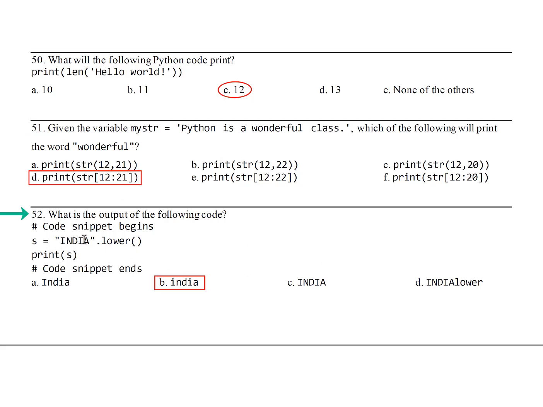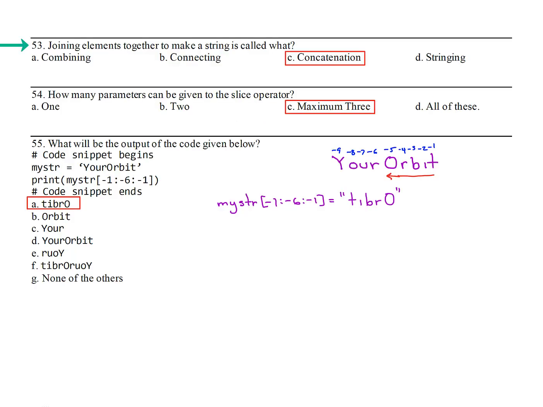Lowercase converts India in all caps to lower, so the answer is B. We have already asked this question a different way. Joining elements to make a string is called concatenation. How many parameters can be given to the slice operator? Well, not just one exactly, not just two exactly. Could be 1, 2, or 3, so the best way to say it is a maximum of 3.